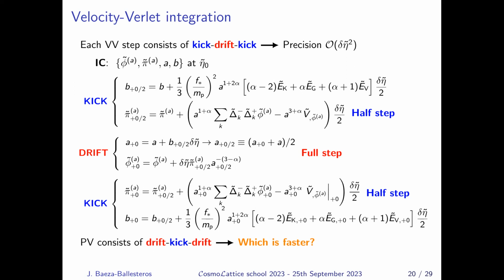ask me any questions about them if you have, and try to answer the question of which one of them you think is faster. So in this particular case, which one of these two flavors of the Verlet algorithm do you think is faster for solving scalar fields in an expanding universe?